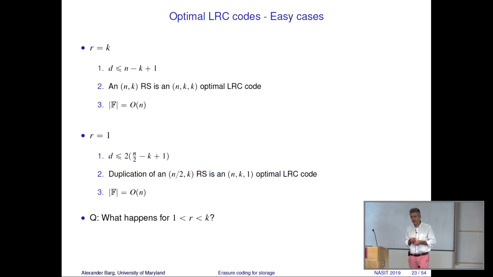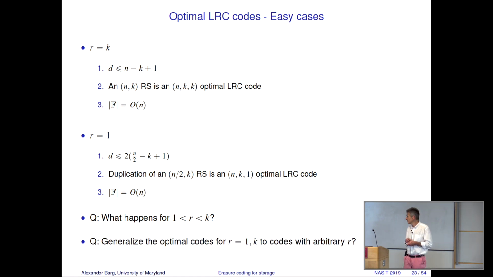So the question is, therefore, what happens between 1 and k? We have constructed optimal codes for the boundary cases. What happens in the middle? Let's try to look at what happens in the middle.